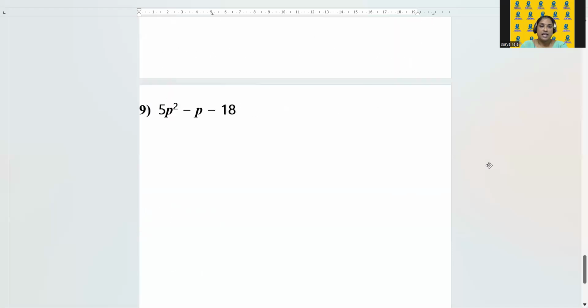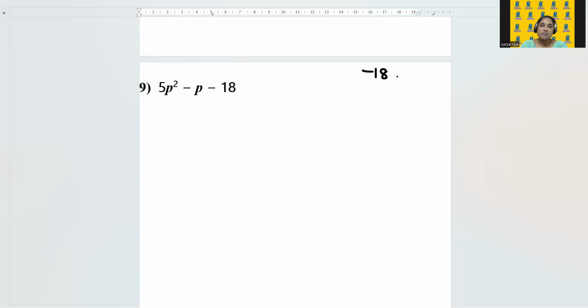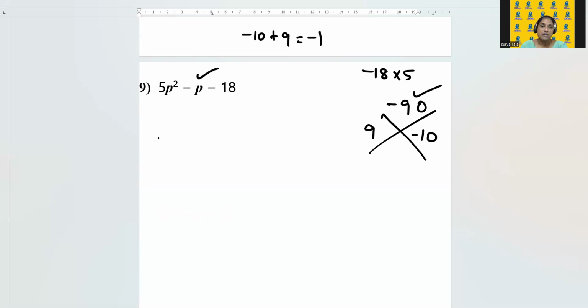Let me do number 9. Minus 18 times 5 is minus 19. And 9 times 10, minus 9 minus 10. If it is minus 10 plus 9, I get minus 1. And when I multiply, I get minus 90 as well. Okay, let me rewrite this.